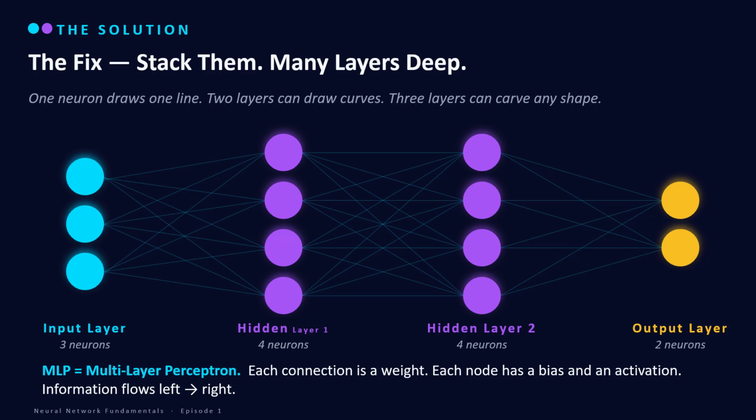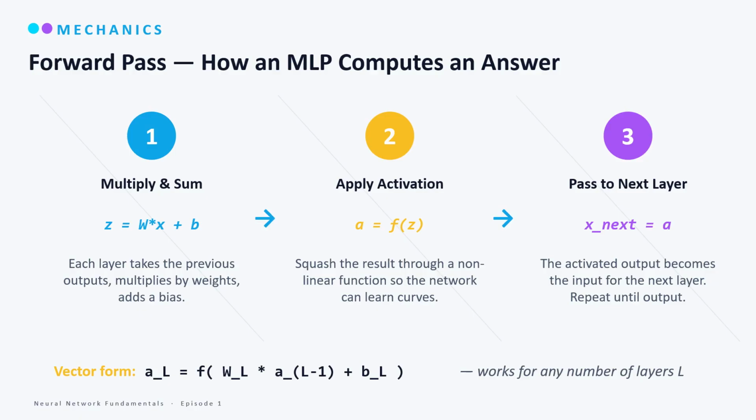One layer draws a line. 2 layers can draw curves. 3 or more layers can carve any shape you can imagine. This is called a multi-layer perceptron, or MLP for short. Information flows left to right. Each connection has a weight, each neuron has a bias, and just like that, AI was back. So how does information actually move through the network? It is called the forward pass, and it is just 3 steps repeated.